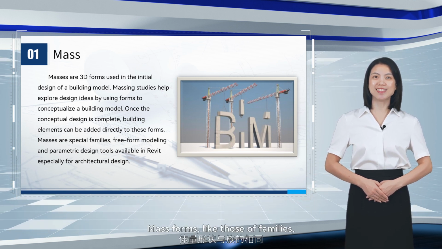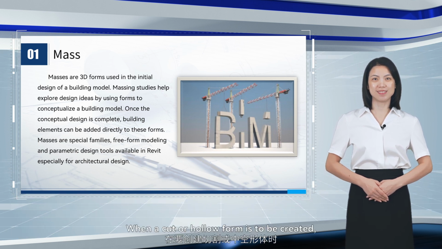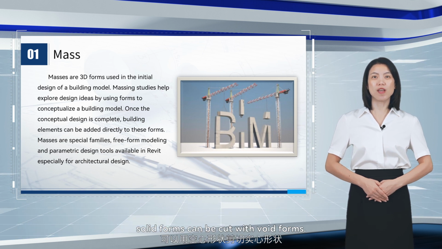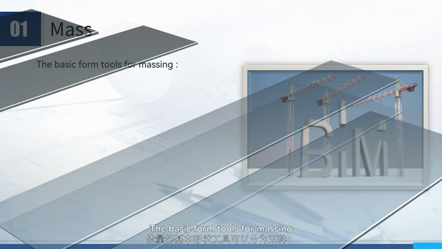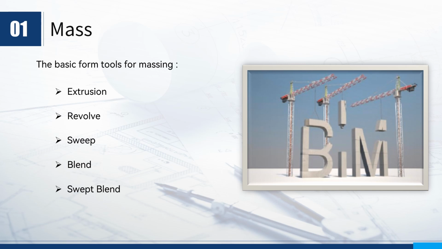Mass forms, like those of families, are either solid or void. When a cut or hollow form is to be created, solid forms can be cut with void forms. The basic form tools for massing include extrusion, revolve, sweep, blend, and swept blend. When you are creating mass forms, the software automatically determines the result based on the sketch form and does not provide a corresponding tool panel.